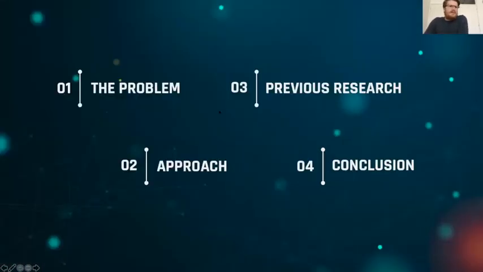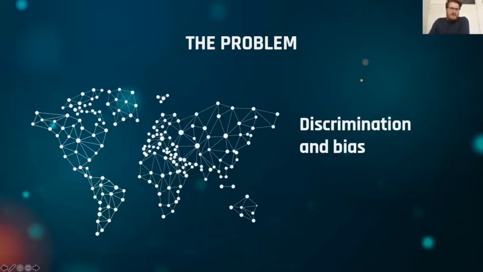Okay, so we're first going to talk about the problem itself, why we are writing this thesis, the approach, previous research, and the conclusion. When we talk about discrimination and bias, everyone knows what we are exactly talking about, and that's negative on the one hand and positive on the other hand, because when we know it's happening, we can deal with it and we can maybe strive it out of the world.